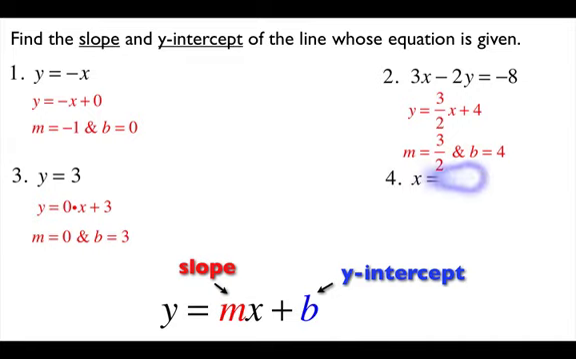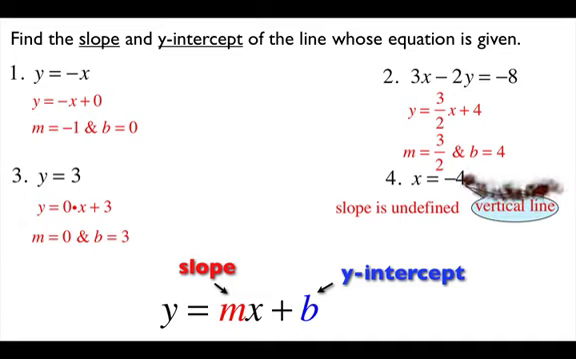Then number 4. x equals negative 4. To do this problem, we need to understand that the slope is undefined. Why? Because again, we saw this in an earlier section: for any vertical line, the slope is undefined. And since there's no slope, we need to find the y-intercept. But again, there's no y-intercept. Why? Because it's a vertical line going through the x value negative 4. So this line is parallel to the y-axis, so it never crosses the y-axis. Let's move on to the next slide.